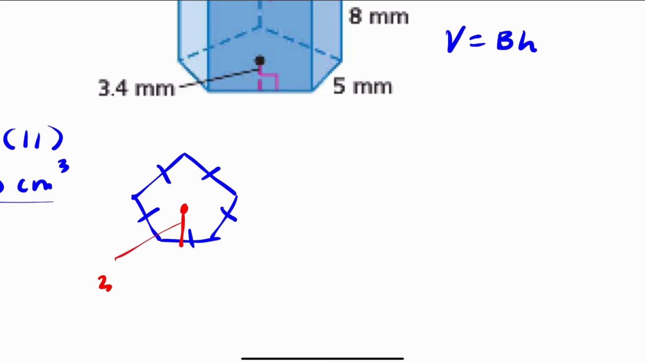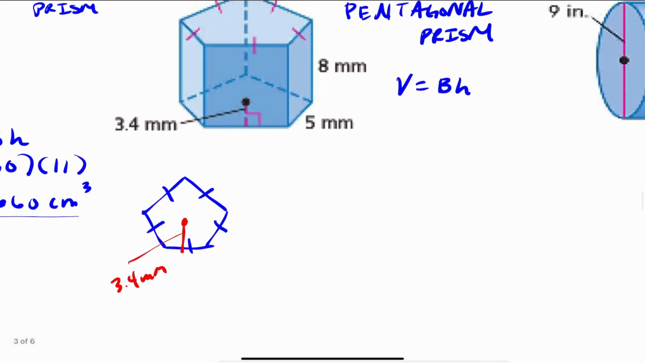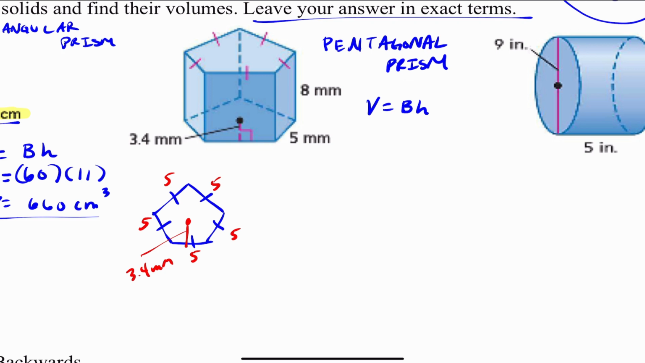It's what, 3.4 millimeters. And then what else do we have here? The side length here is 5, so I just put 5 there. And because all the sides are congruent, every side length gets a 5. All right, and then the height, what's the segment separating the two bases? It's this 8 here. So this is the height. So let's figure out the area of the base, the area of the pentagon.